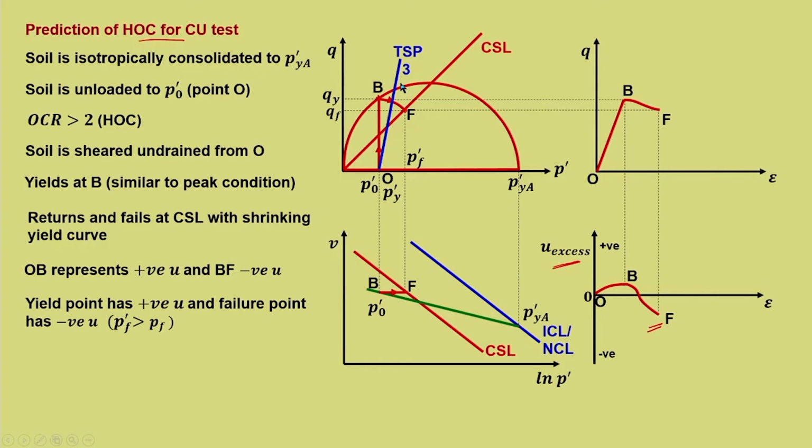So, P dash F is greater than PF. Now, PF corresponding to failure line, this is the point F. We can see that this is the particular point, if you draw it down, that is PF. Now, you can see that P dash F is greater than PF.